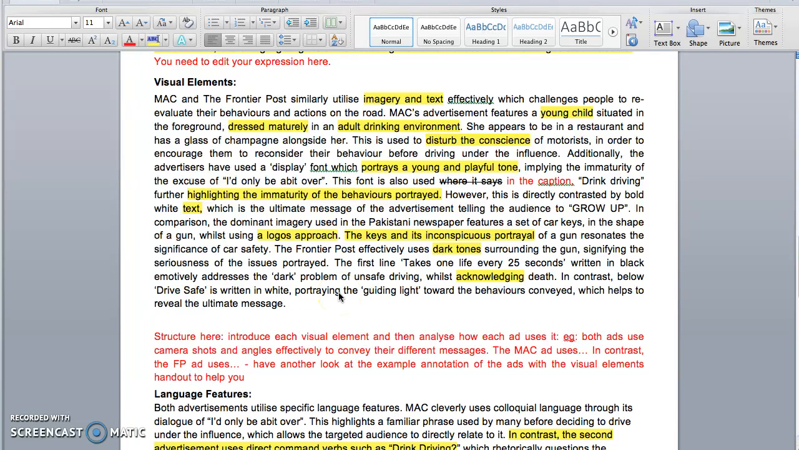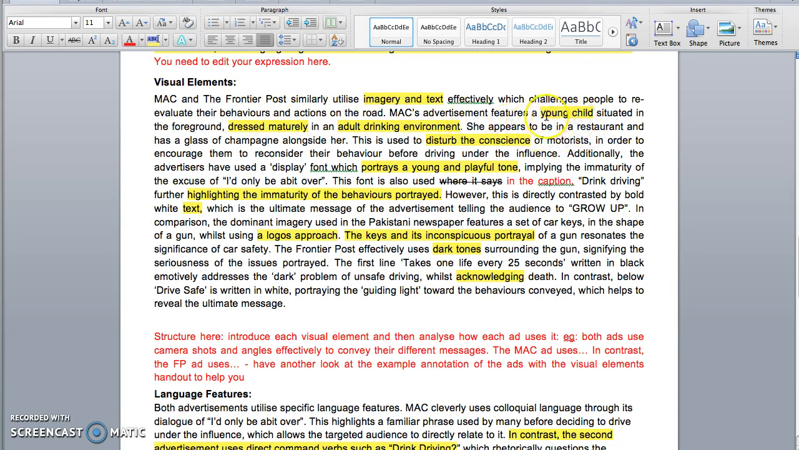Okay, part 2, Isabelle. So, visual elements. Okay, you say utilize imagery and text. Again, just use the language, the meta language specific to what we're talking about. So we are looking at language, persuasive or rhetorical language, and advertising conventions effectively, which challenge people to reevaluate their behaviors and actions on the road.